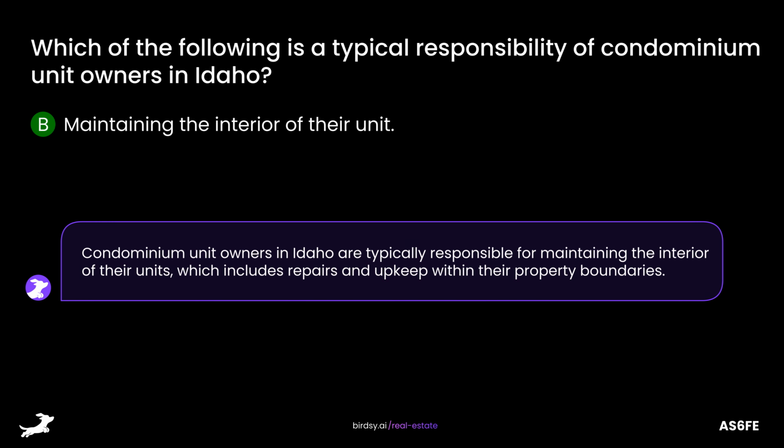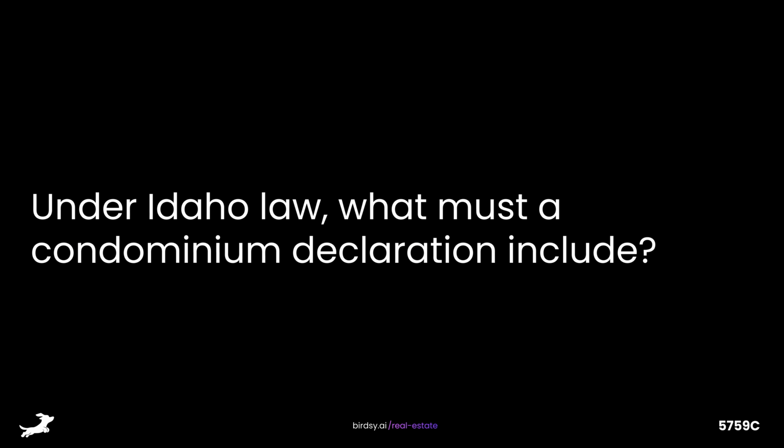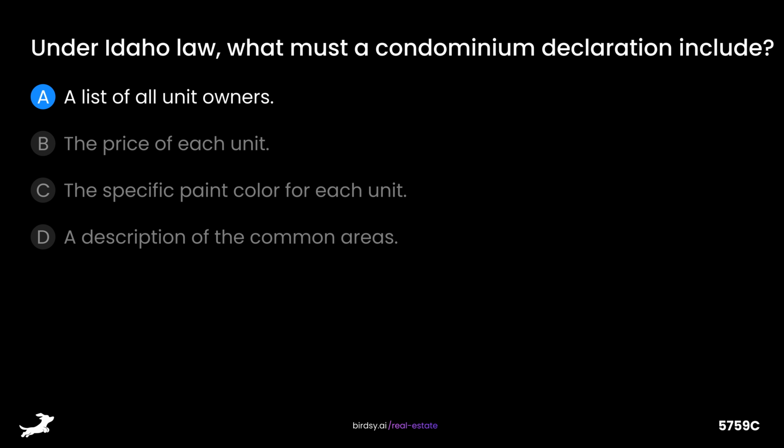Condominium unit owners in Idaho are typically responsible for maintaining the interior of their units, which includes repairs and upkeep within their property boundaries. Under Idaho law, what must a condominium declaration include? Is it A, a list of all unit owners, B, the price of each unit, C, the specific paint color for each unit, or D, a description of the common areas? The answer is D, a description of the common areas.